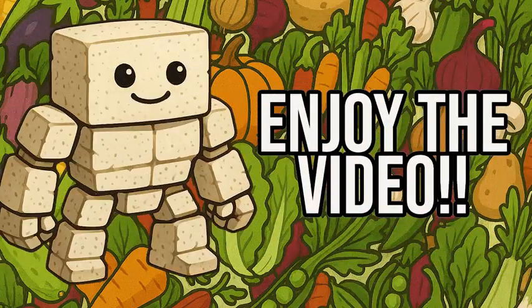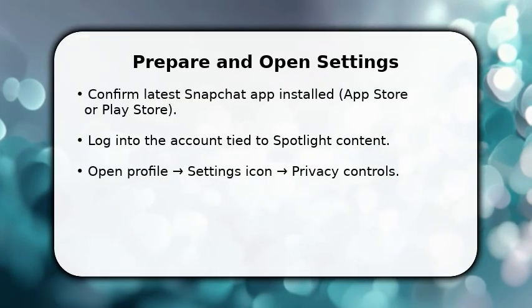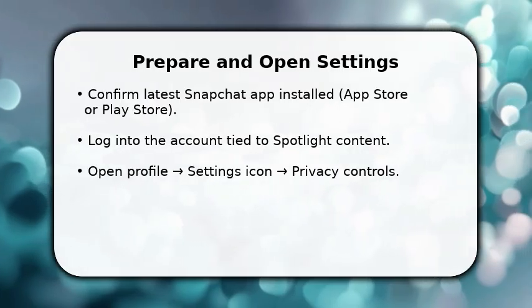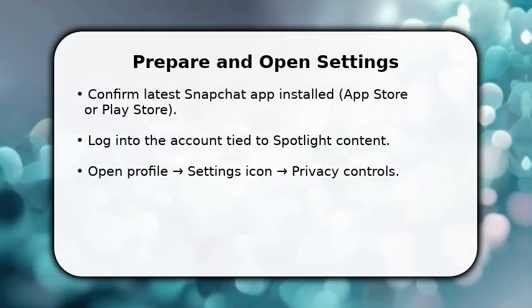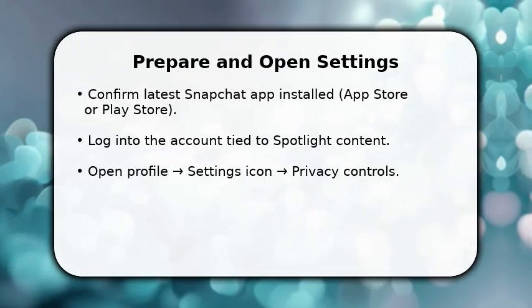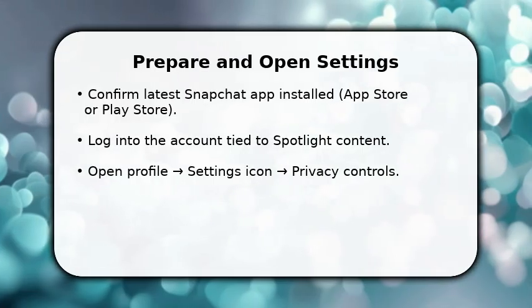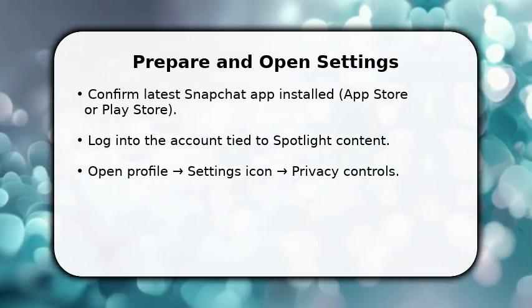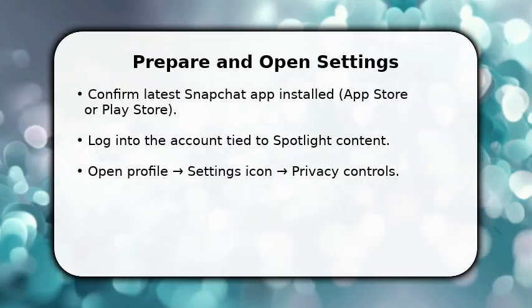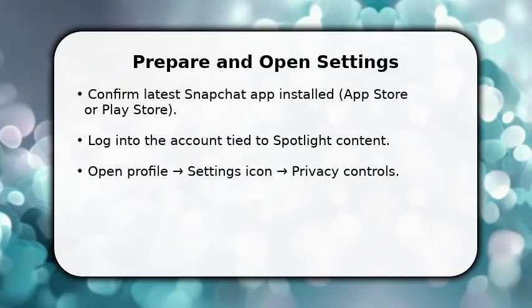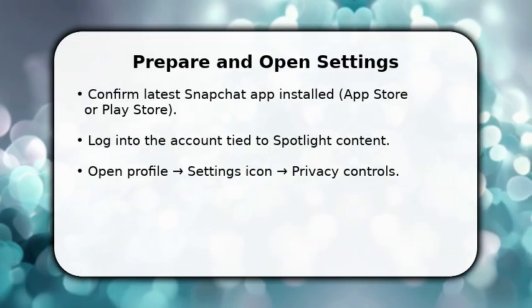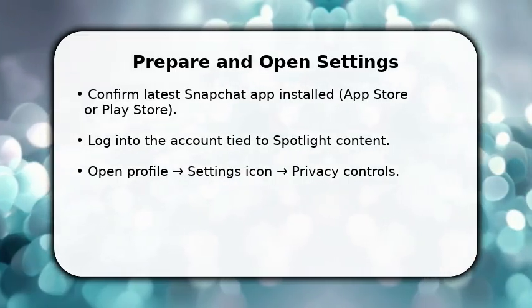Please enjoy the video. You start by ensuring the app is updated and you're logged into the right account. This avoids removing the wrong Spotlight clips. Once done, open your profile and tap the settings gear to access privacy controls. Make sure to locate the Spotlight or My Content area under Settings. This initial navigation gets you straight to where Spotlight items are managed, so you don't waste time hunting through menus.